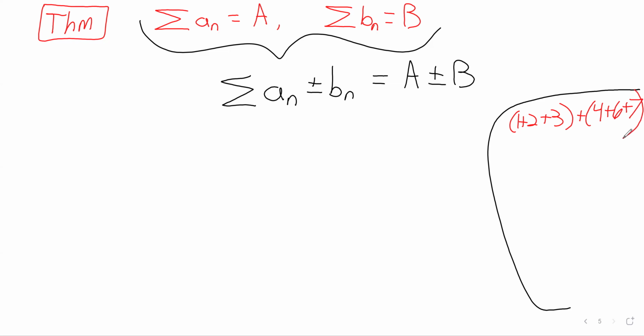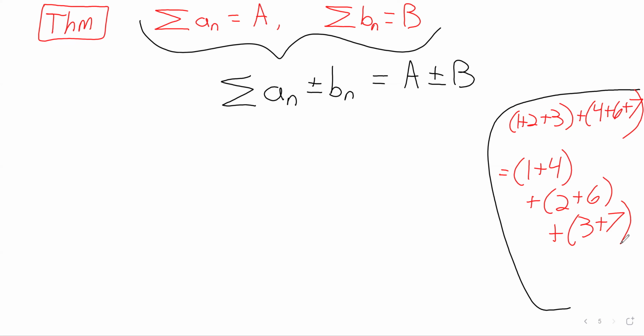I mean, if you have two finite sums and you're adding them together, we can change the order so that we've got 1 plus 4 and 2 plus 6 and 3 plus 7. And that's all we're doing. It's just in an infinite case.